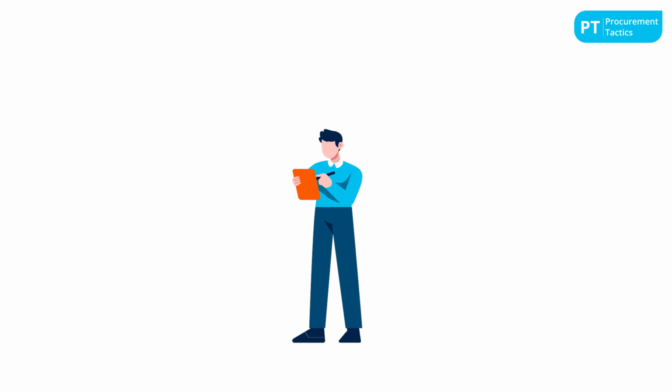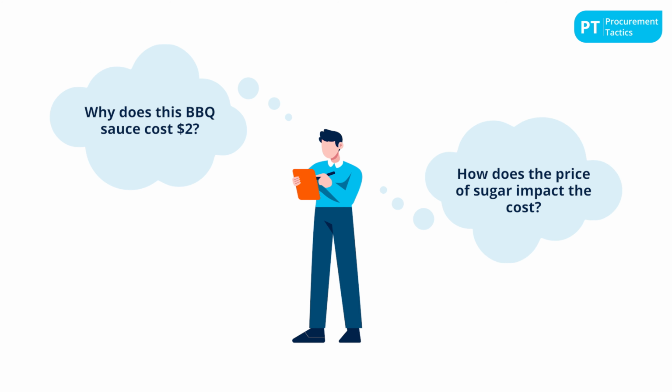For example, the first question I asked myself is, why does this barbecue sauce cost $2? That simple question opened up a world of inquiry. I considered the ingredients, the manufacturing process, and even how the sauce was delivered to us. Questions like how does the price of sugar impact the costs, and what can our suppliers do to be more efficient in their production process were essential in understanding the complete picture.